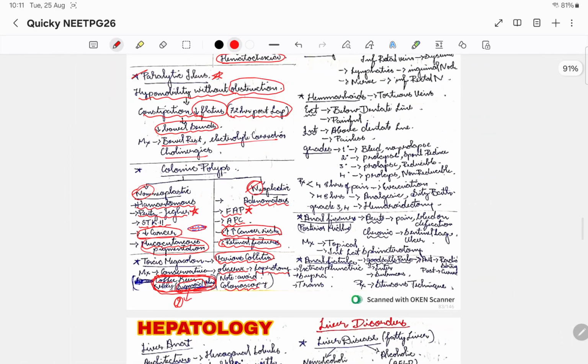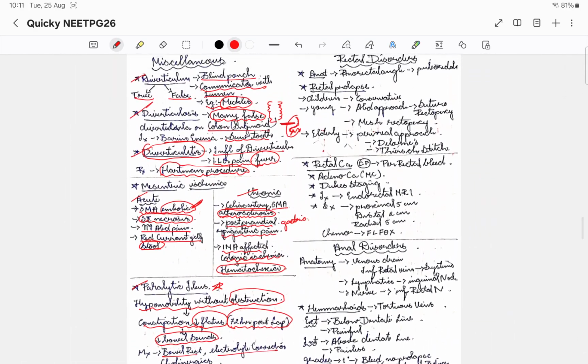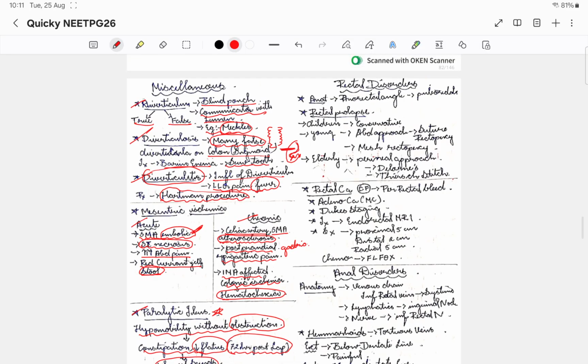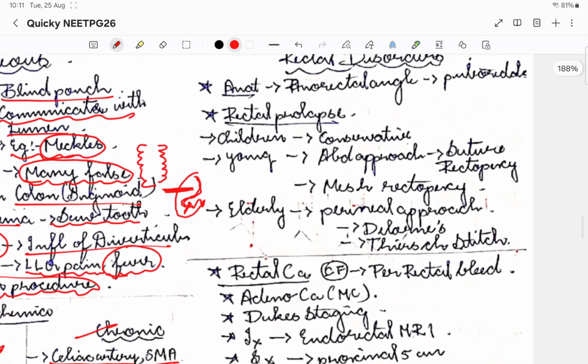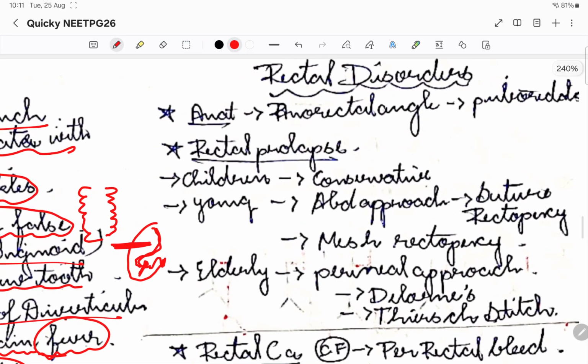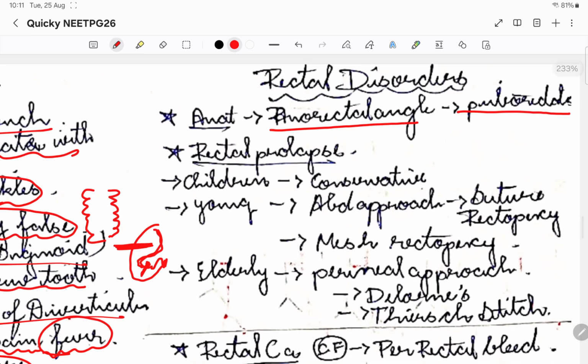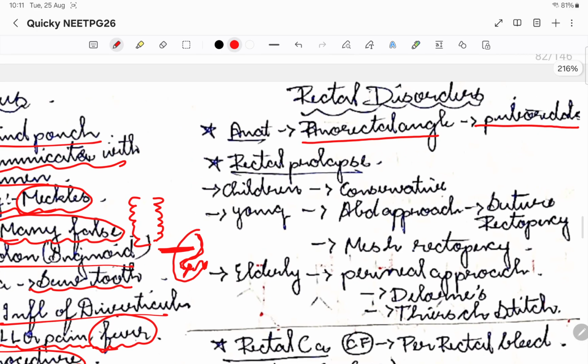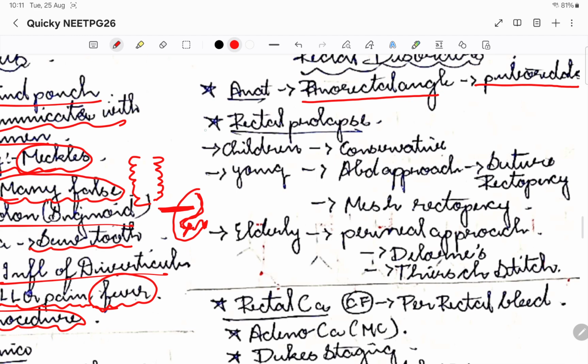Okay, so that is all with respect to all the intestinal pathologies. Now we'll move on to rectal disorders. So some anatomy with respect to rectum is the anorectal angle. Okay, so the anorectal angle is formed by the puborectalis. Now coming to the specific pathology of rectum, that is rectal prolapse. The prolapse is what has been asked.